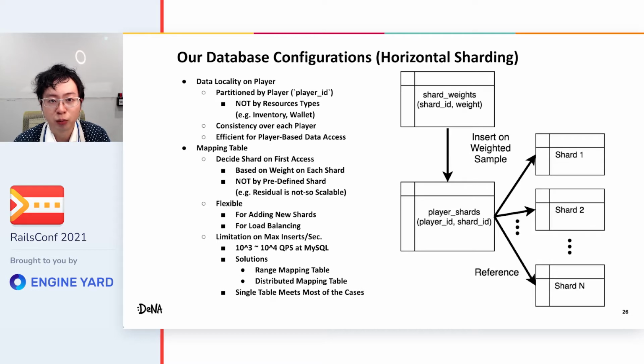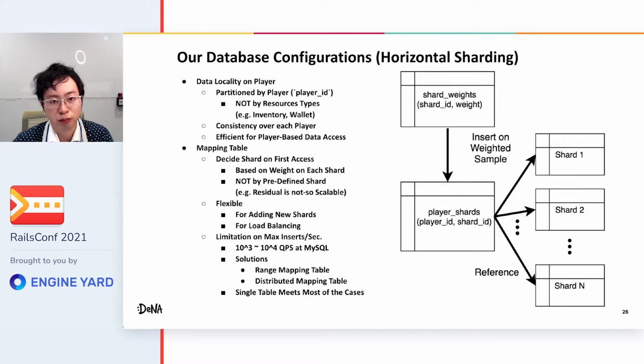We use a mapping table called player shards to assign a shard. We decide a shard on the player's first access by weighted sampling. This dynamic shard allocation is flexible for adding new shards and balancing the load on them.